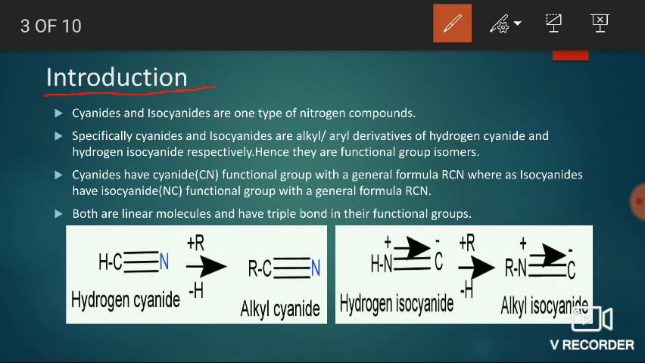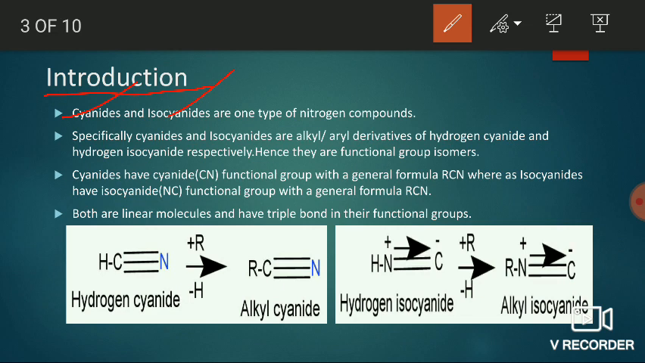The first one is introduction. Here, cyanides and isocyanides both belong to a family of nitrogen compounds. In organic compounds, there are some nitrogen compounds. The compounds which have carbon, hydrogen and nitrogen atoms are generally considered nitrogen compounds. Here the cyanides and isocyanides also belong to the family of nitrogen compounds.